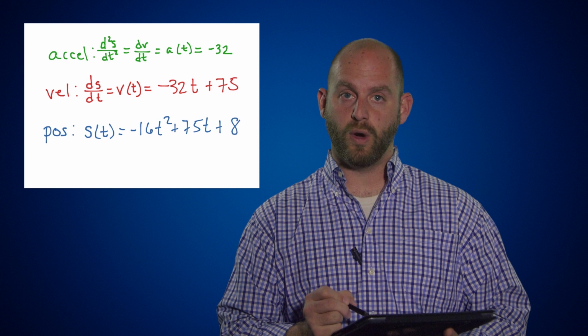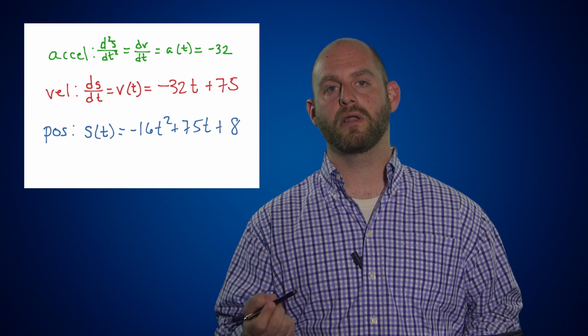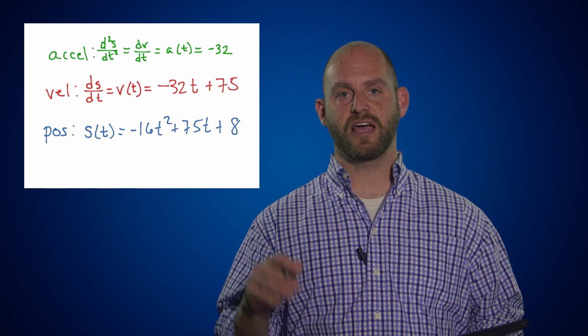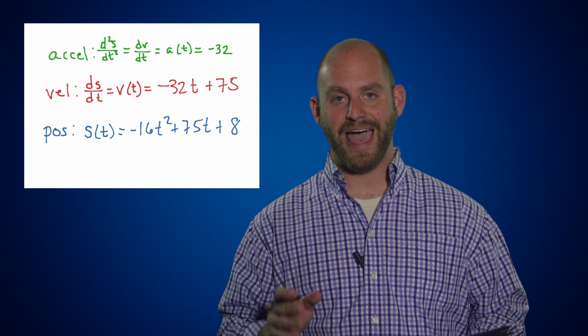So then this equation now can tell us exactly where the ball is above the ground. So depending on the time that we substitute into the t variable, it will tell us how high the ball is, or the height of the ball at that time.